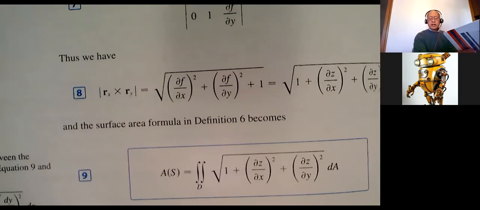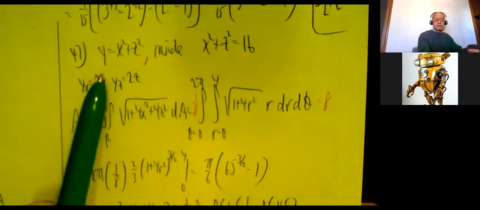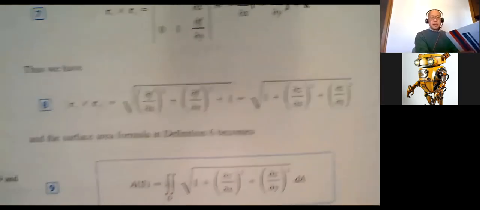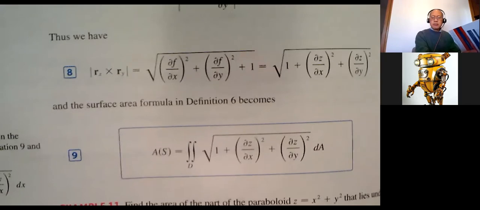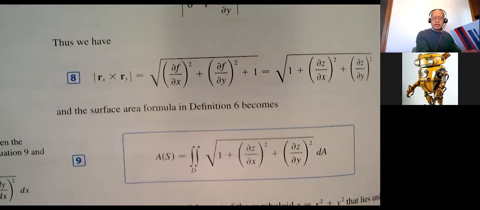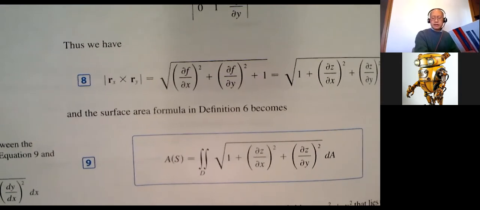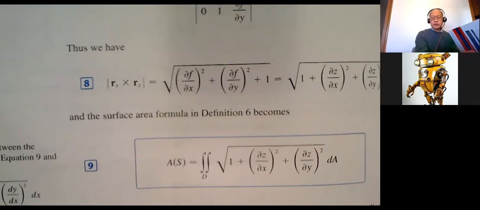This is our favorite: z is a function of x and y. But they give me y as a function of x and z. So no big deal. It'll be 1 plus the partial of y with respect to x, squared, plus the partial of y with respect to z, squared. So whichever variable is a function of the others, you take that partial with respect to the other two. That's all.